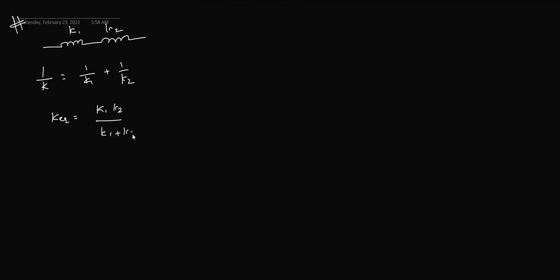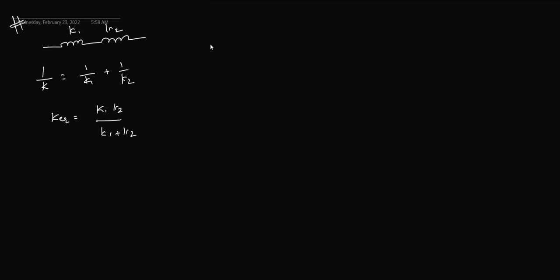We already know about spring series and parallel combinations. For example, if two springs are given with spring constants K1 and K2, and they are connected in series, what equivalent do we get? 1 by K equals 1 by K1 plus 1 by K2. Or if we take the LCM, K equivalent can be written as K1 into K2 divided by K1 plus K2.